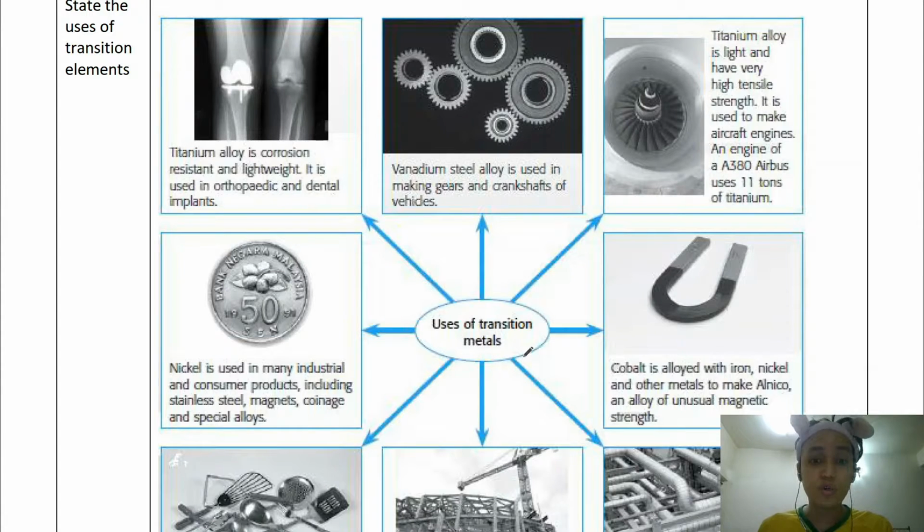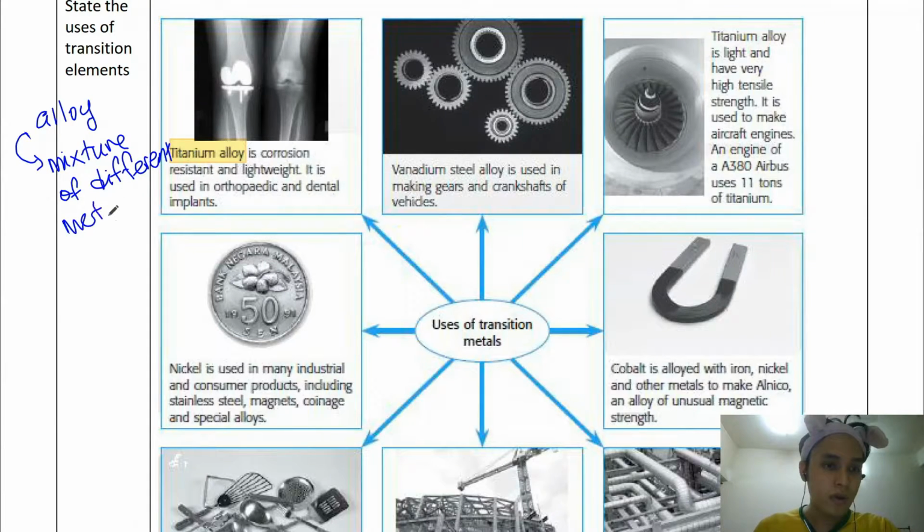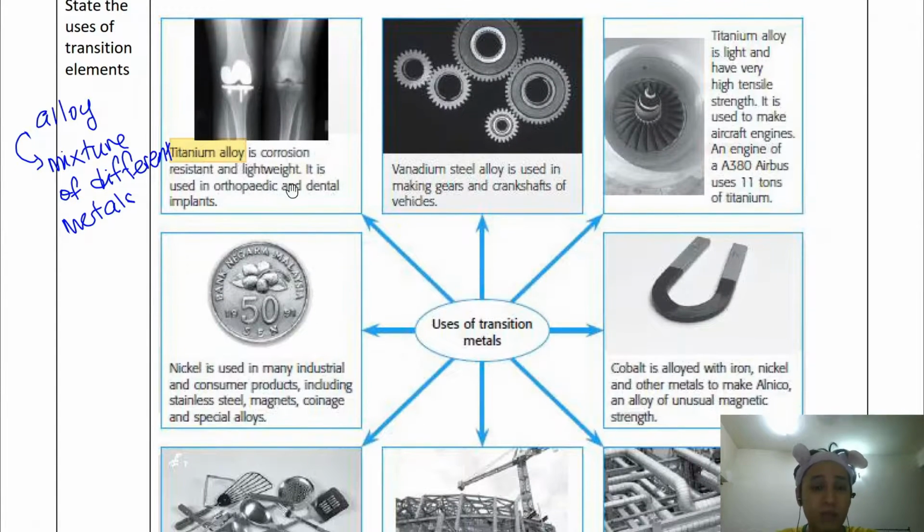And then the next thing you need to know are their uses. So titanium, titanium alloy. The meaning of alloy is that I mix different metals. Technically, alloy means the mixture of different metals. Meaning I take different metals and then I mix them together. So for titanium alloy, most probably they added a little bit of maybe chromium or other things, depending on your application.